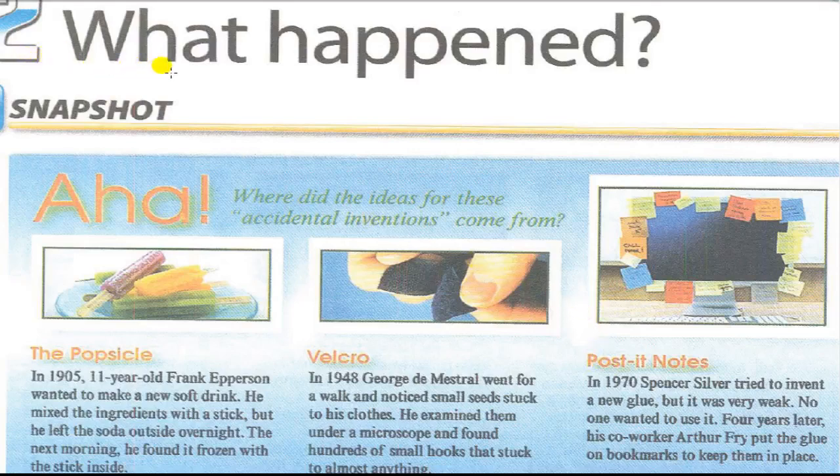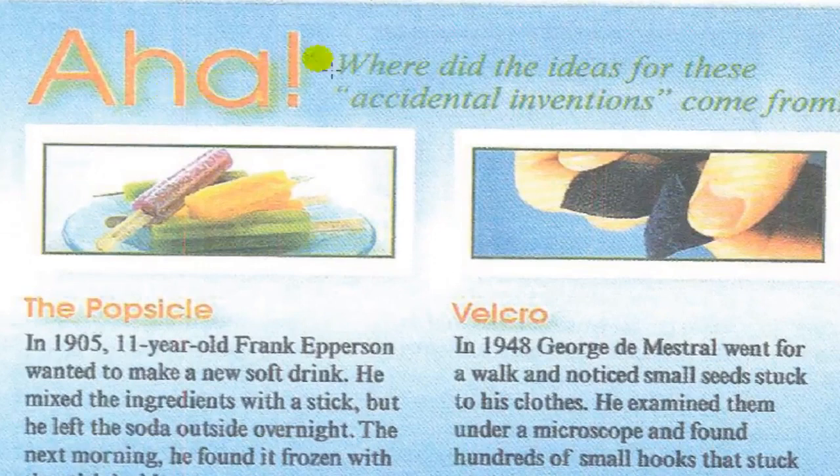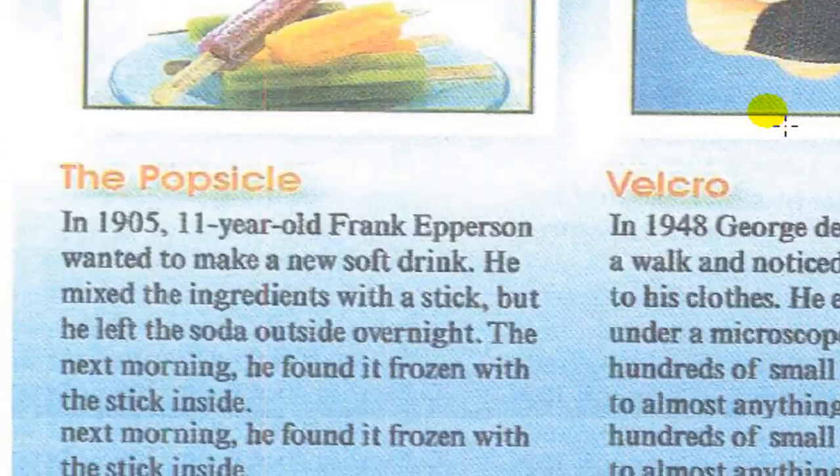Unit 12. What happened? 1. Snapshot. Where did the ideas for these accidental inventions come from? Here we have different inventions and we don't know how they happened. What is the source for these inventions?